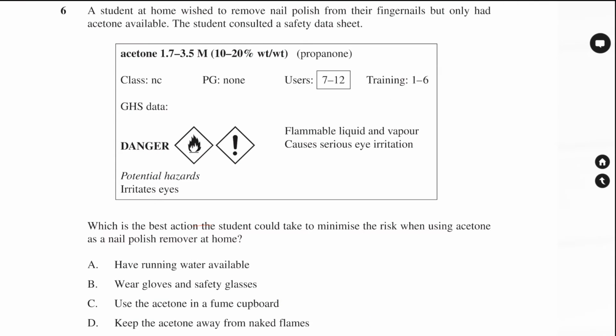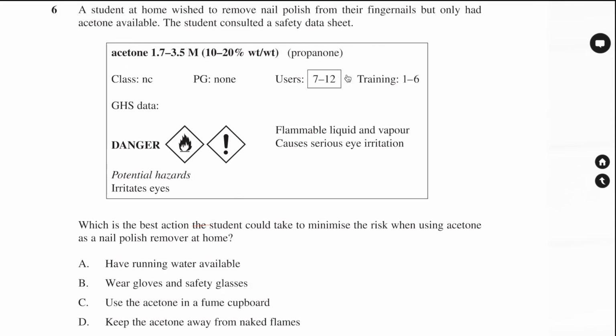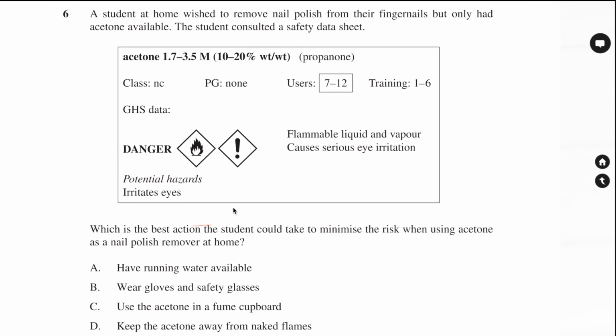Question 6. A question here where you've got a bit of information in the middle, and then you've got to work that out there. So let's look at the context. A student at home wished to remove nail polish from their fingers, but only had acetone available. The student consulted a safety data sheet. Now, of course, most of you know, most things like nail polish remover pretty much are acetone. They've just got some other things there.